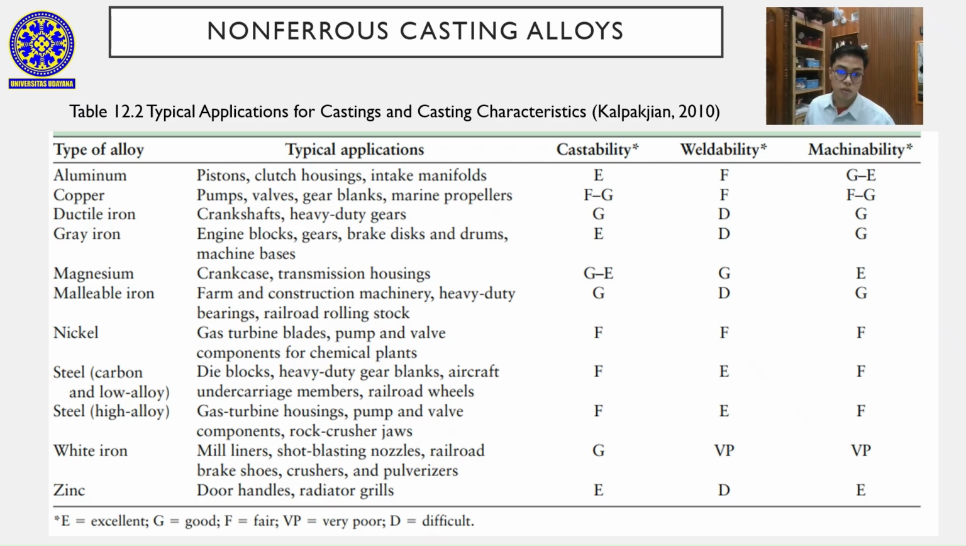This table shows typical applications and characteristics of various casting alloys. It compares their castability, weldability, and machinability, helping engineers choose the most suitable material for their product.